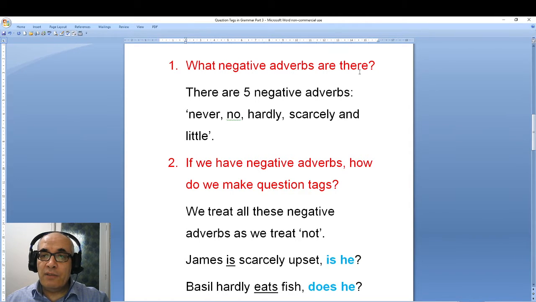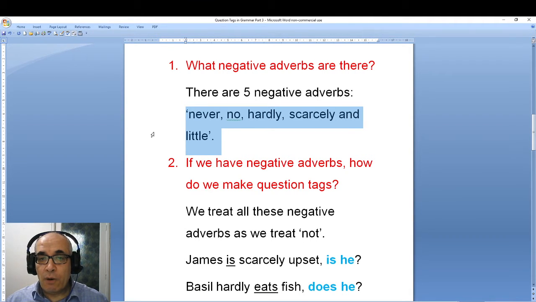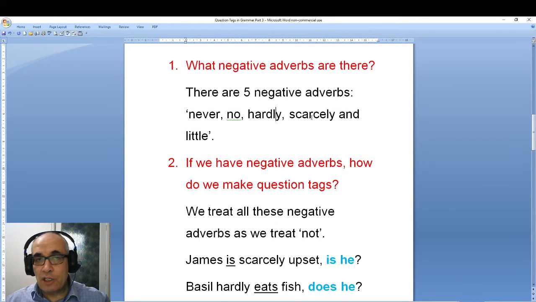What negative adverbs are there? There are 5 negative adverbs: never, no, hardly, scarcely, and little. Of course, these are adverbs because we call them adverbs of frequency. Never, no, hardly, scarcely, because they show how many times something happens. Little is an adverb of quantity.